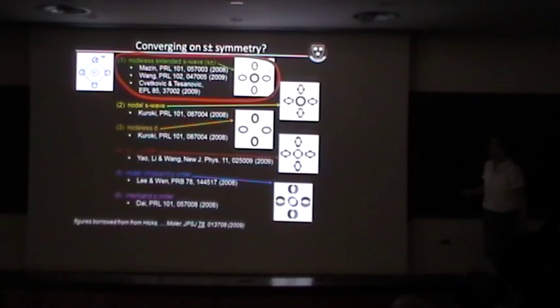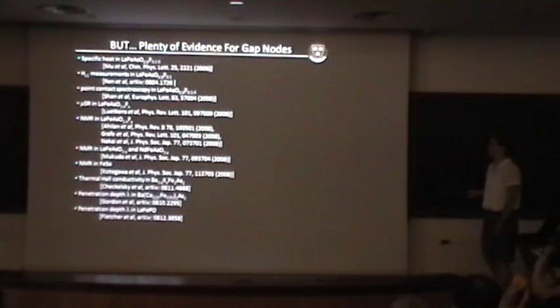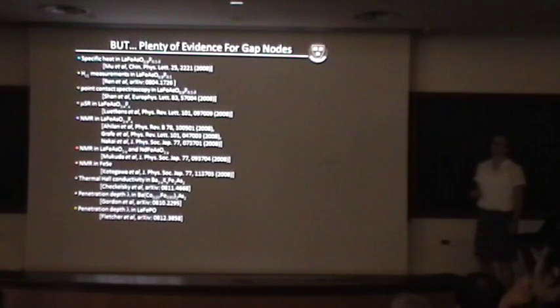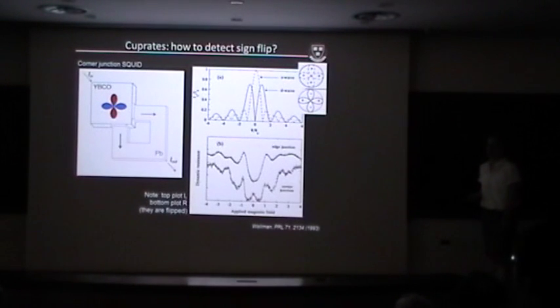So it seems like pretty early on there was a lot of convergence on this idea of S plus minus symmetry, but there were also plenty of papers which did give evidence for gap nodes: specific heat, NMR, point contact spectroscopy, thermal conductivity, penetration depth, many experiments which gave evidence for gap nodes. So the controversy was not resolved just by the ARPES experiments, and there's really a call for phase-sensitive information.